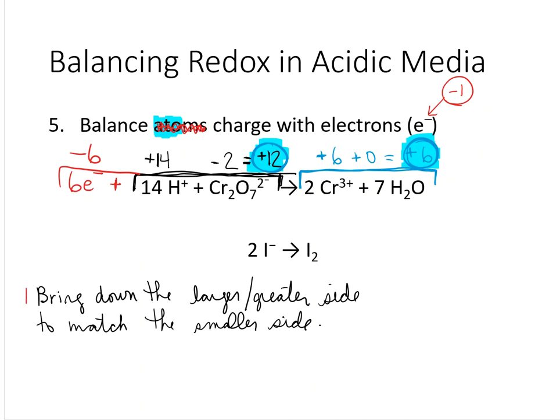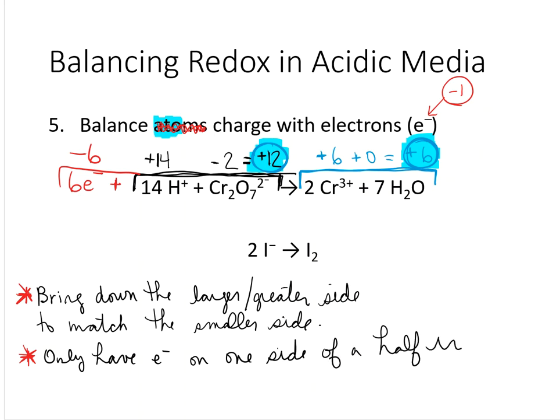So another key, you bring down the larger or greater side to match the smaller side. You should only ever have electrons on one side of a half reaction. And then there's going to be one more final point when we look at that second one.